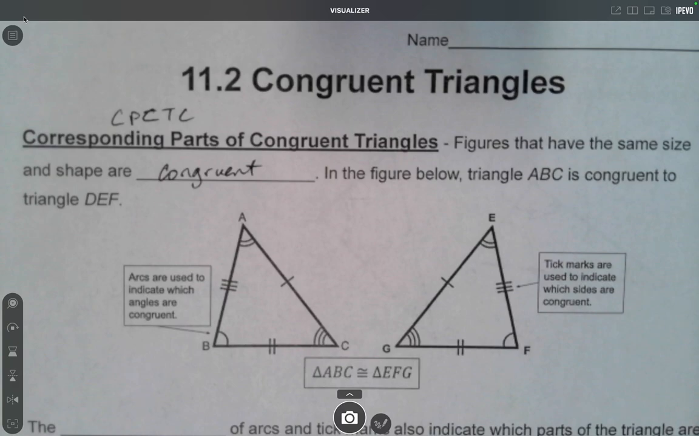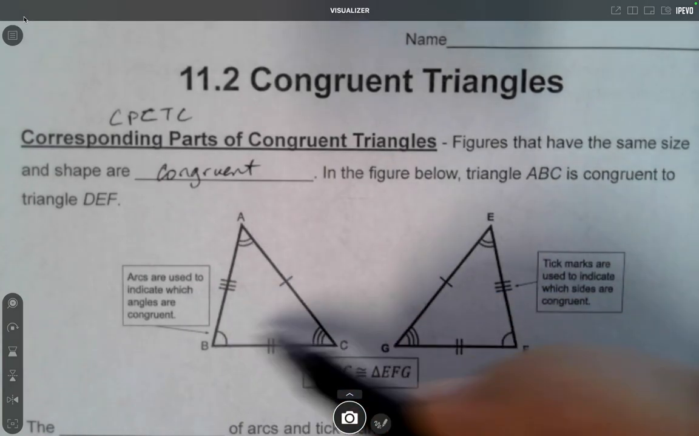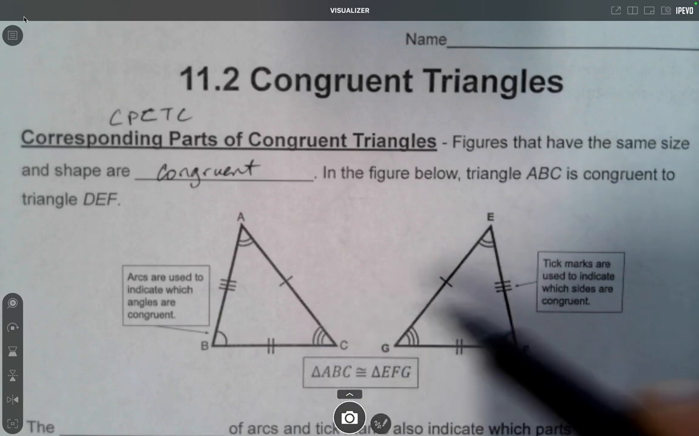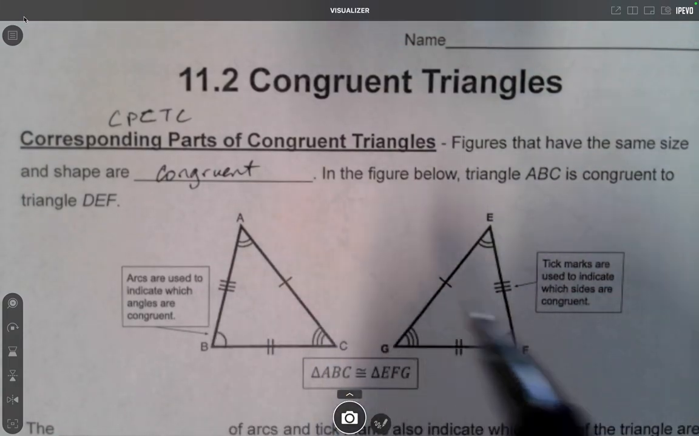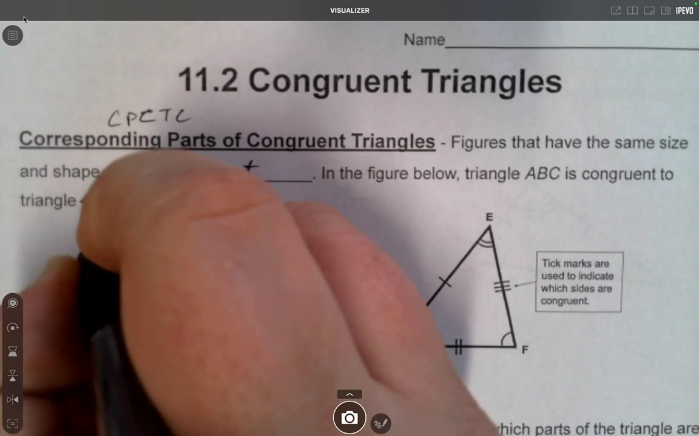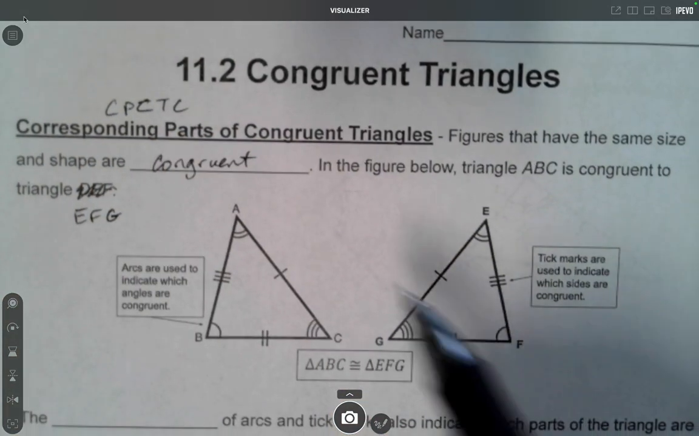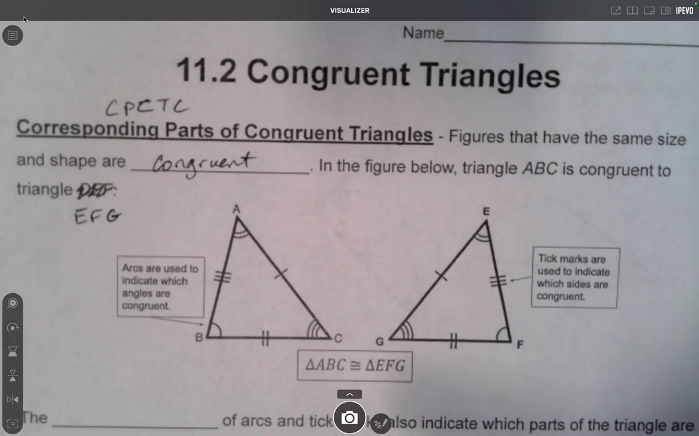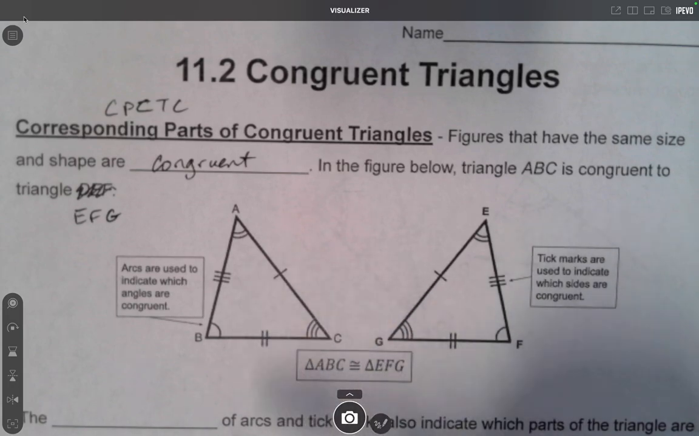So in the figure below, triangle ABC, this one right here, is congruent to triangle, oh man, I apparently have a typo here. Let's try that again. Congruent to triangle EFG. So triangle ABC is congruent to triangle EFG. And the marks here show you which ones go with each other.